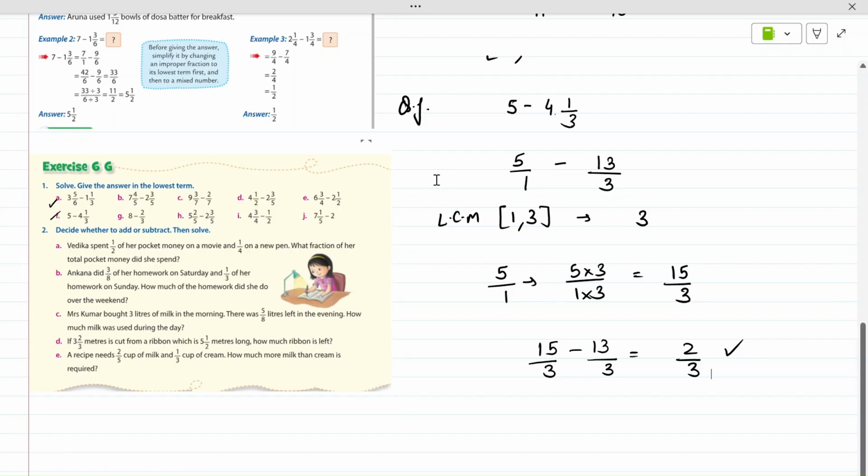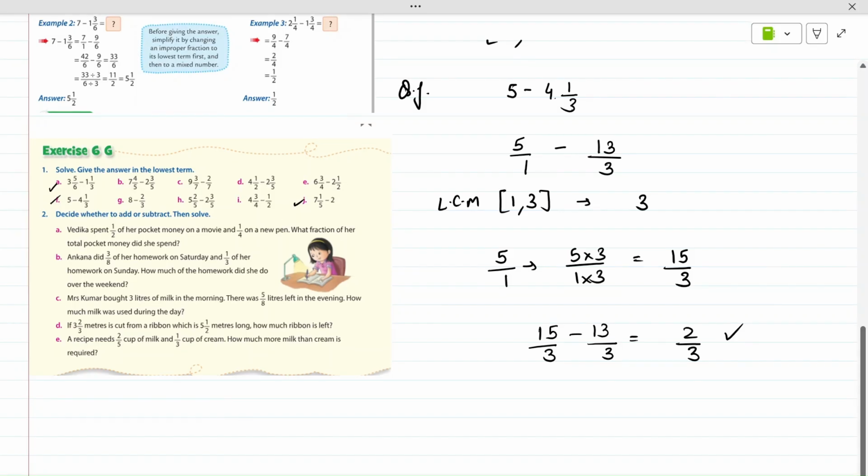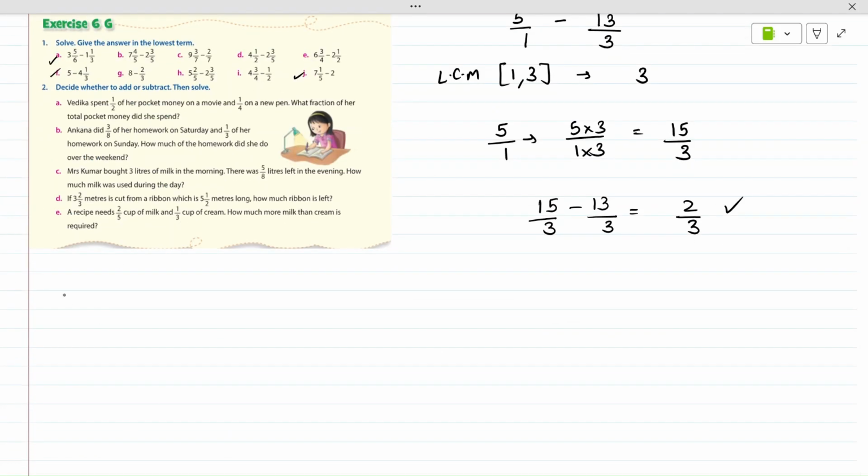The only change is the operator here. Also, I'm taking one last question. Let me take J. We have 7 1 by 5 minus 2. Writing it here: J, 7 1 by 5 minus 2.